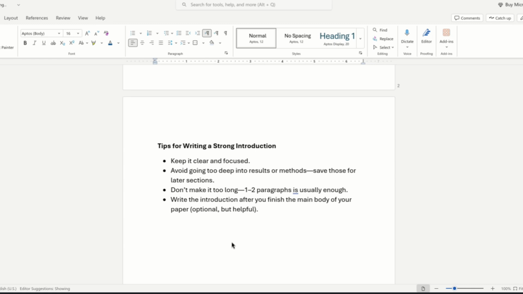Crafting a strong introduction involves maintaining clarity and focus throughout. Avoid going into elaborate details about results or methods at this stage. These elements have their designated places in the later sections of your paper.